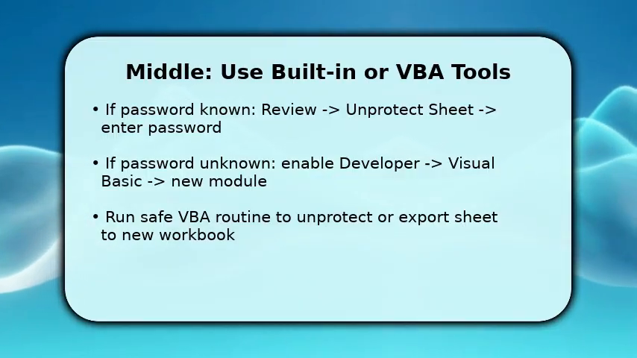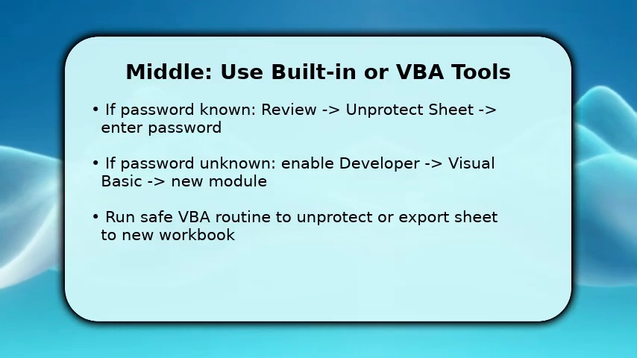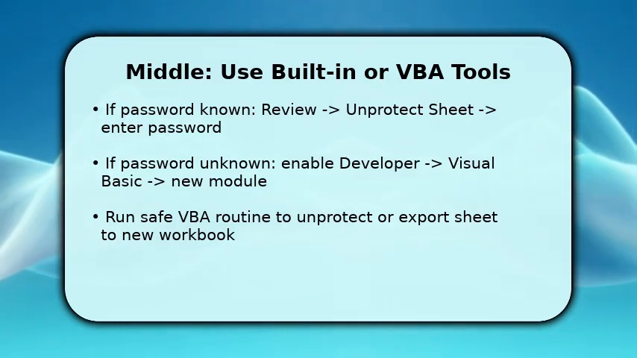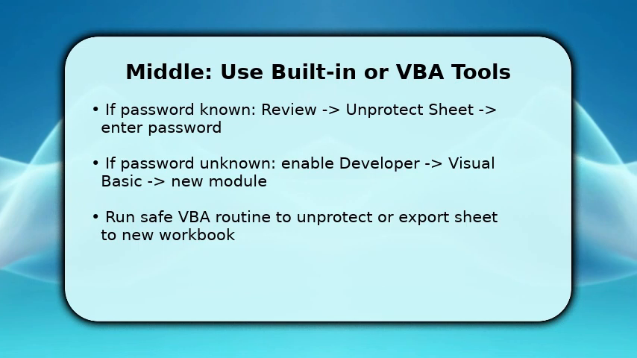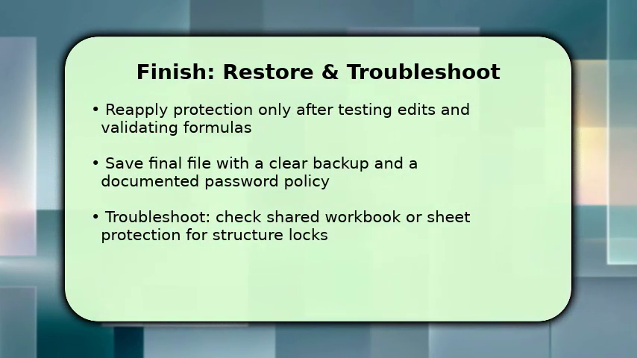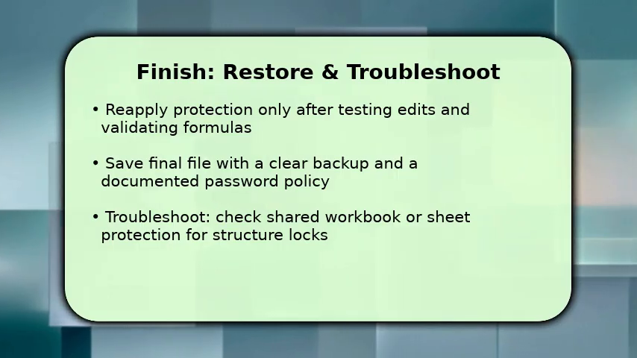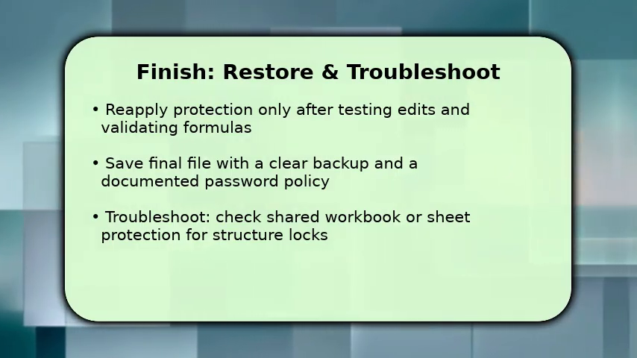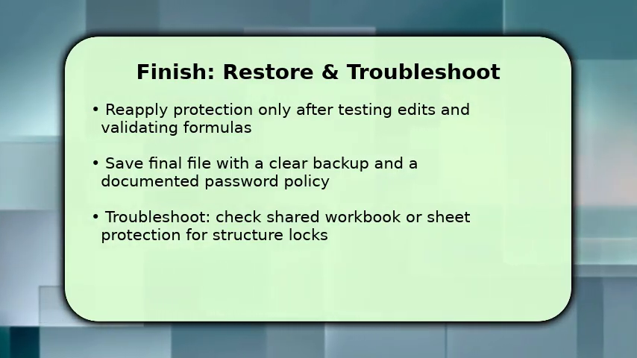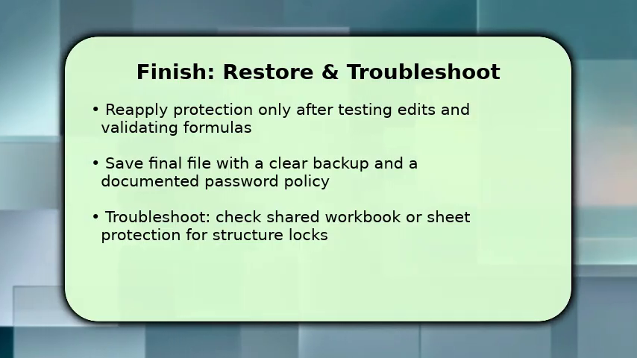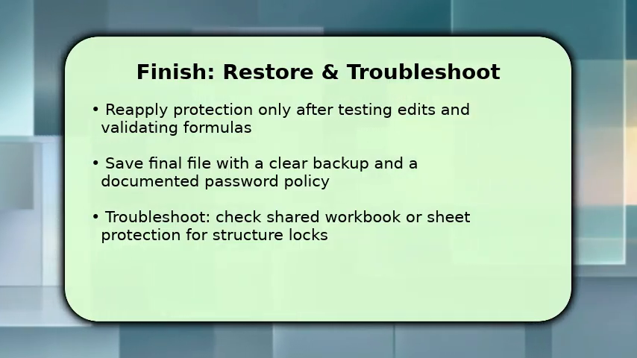Alternatively, export the sheet to a new workbook to preserve data while rebuilding protection settings. Finish by validating everything. Check formulas, conditional formats, and data validation after unlocking. Once satisfied, reapply protection with a strong, documented password and note who needs edit permissions. Save as a new version and keep a backup copy.